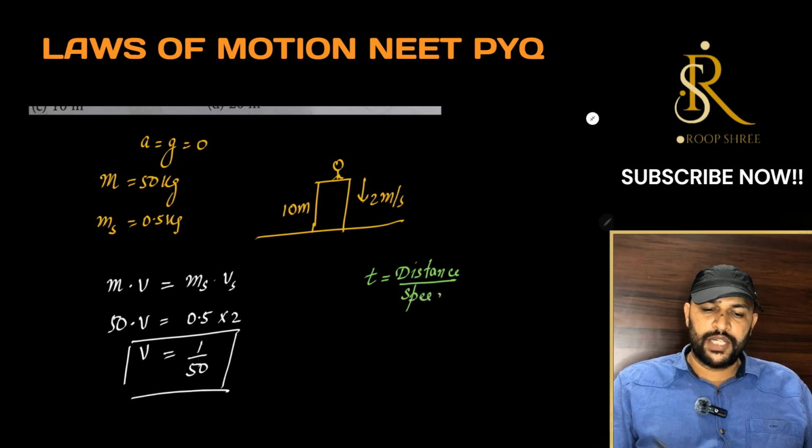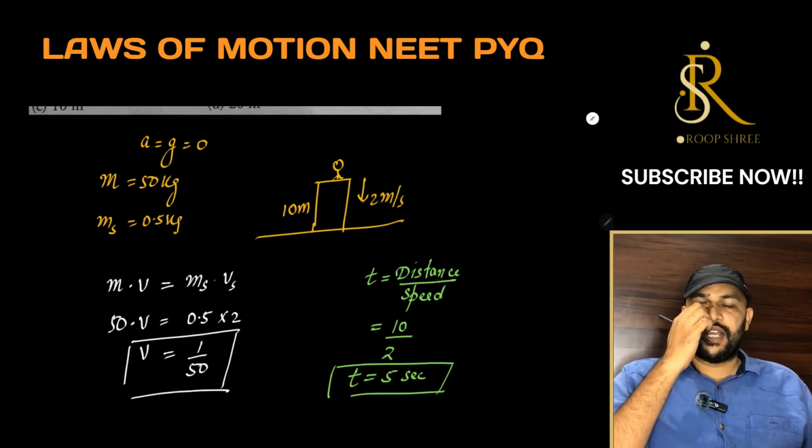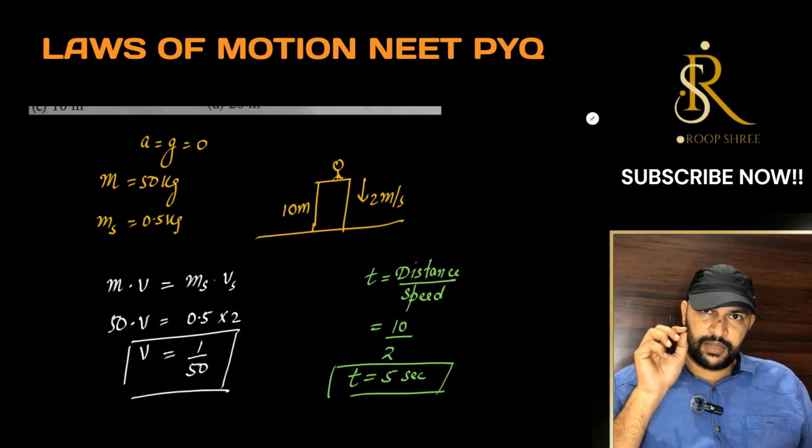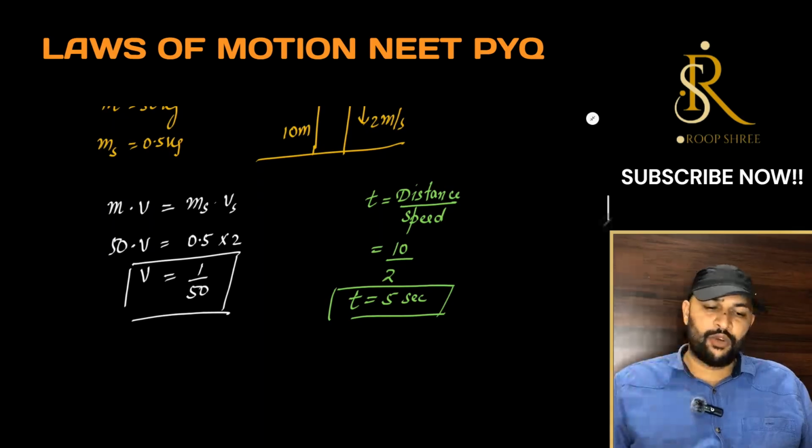Now what is the distance traveled by the stone? So 10 meters. And what's the speed? 2 meters per second. So time taken will be 5 seconds. It will take 5 seconds for the stone to go down, right? In the same time interval of 5 seconds, how much is the person going up? So the velocity of the person is 1 by 50 and the time is 5 seconds.